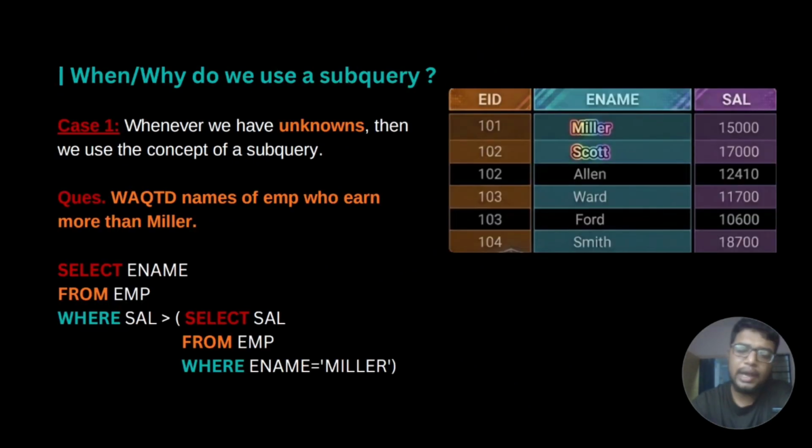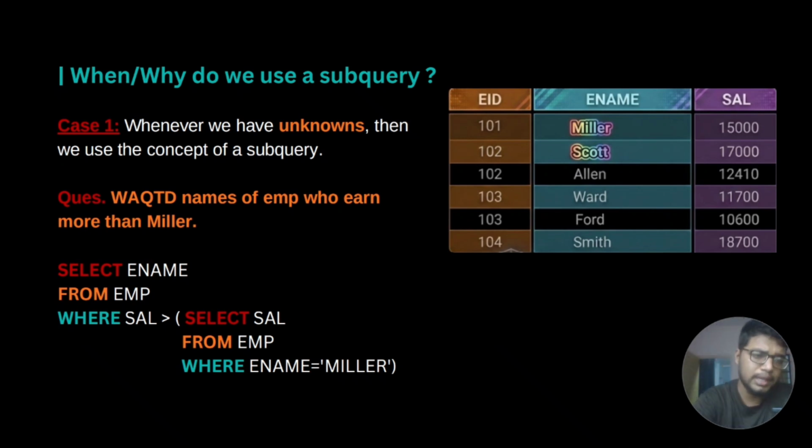Now why do we have to use subquery? We know the query written inside another query is known as subquery, but initially with a simple query also we got the result. Then why the subquery? There are two types of cases. First case, whenever we have unknowns, in that case we use subquery.